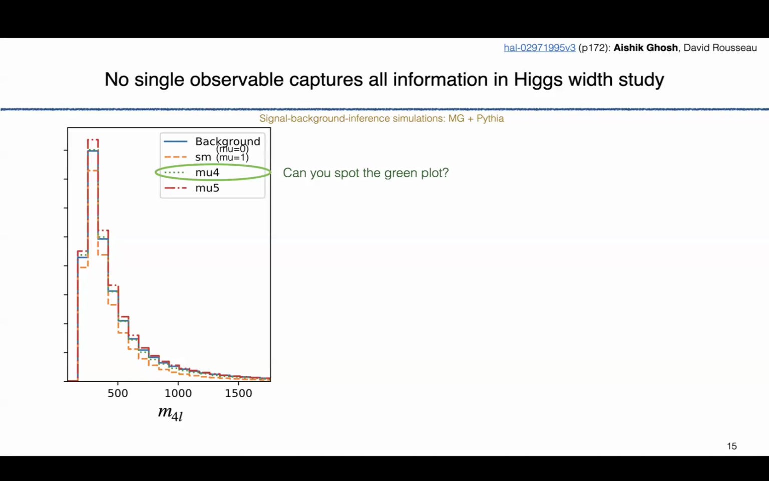And so the challenge I like to give is, can you spot the green curve? If you look very carefully, it's right underneath the blue one, which means the background, mu equals 0, looks the same as mu equals 4. This is quite mind-boggling to at least seasoned physicists who are used to seeing these kinds of plots, because this is very different physics. Blue and green are very, very different physics. But they look the same in the most important observable. But that doesn't mean the physics is the same.